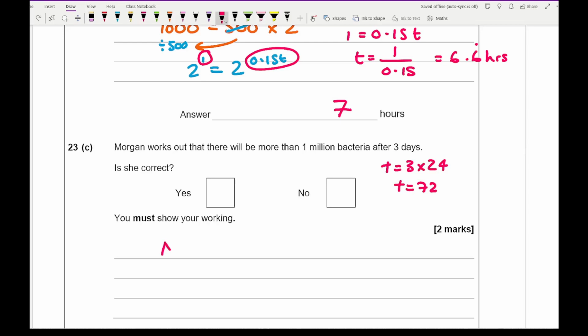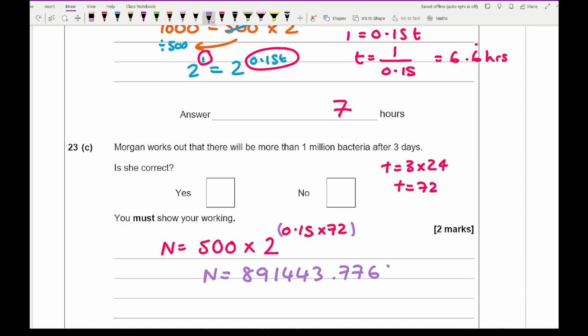So then if I substitute t equals 72 into the formula, I've got 500 multiplied by 2 to the power of 0.15 times 72. And remember, that's a power. So if I type that all into my calculator, I get an n value of 891,443.7768, which is less than 1 million. So the correct box I need to tick is no.